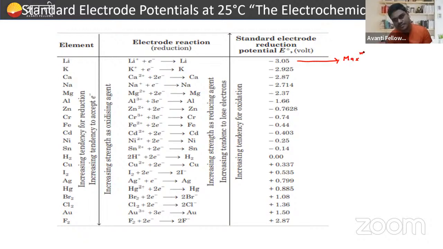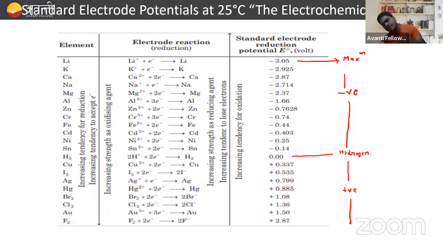One important note here is hydrogen. For hydrogen, it is zero. Remember one important note here: above hydrogen, all have negative electrode potential values, and below hydrogen, all have positive electrode reduction potential values, as we can observe from this electrochemical series. So hydrogen is the neutral point where the reduction potential is 0.00. We already assumed this.